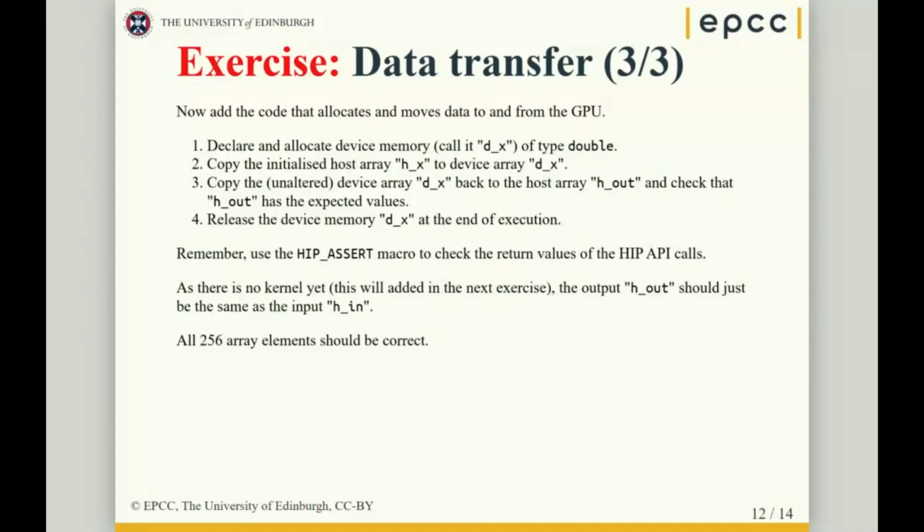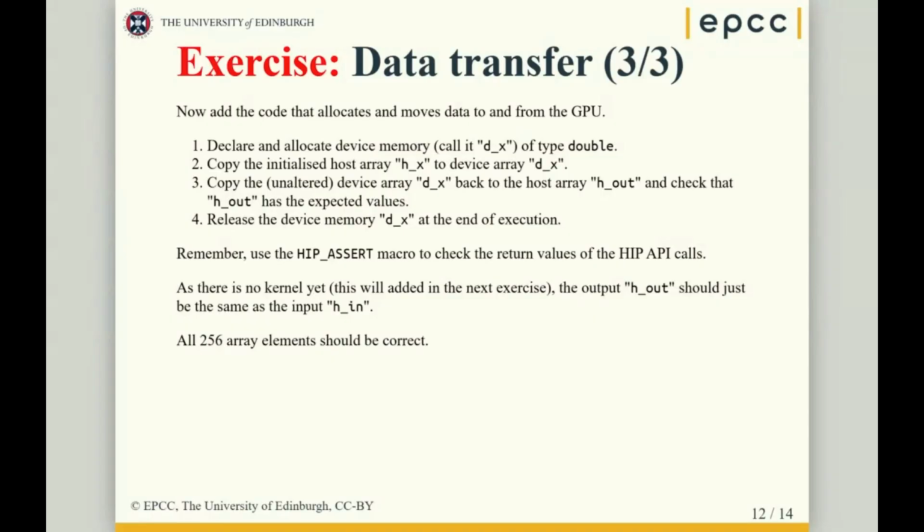What we'll need to do is declare and allocate the device memory, call it d_x of double type, copy the initialized host array h_x to this new location on the device d_x, copy the unaltered device array back to the host into h_out, and check that h_out has the expected values. And then we need to release this device memory. Remember to include asserts on all your HIP calls.